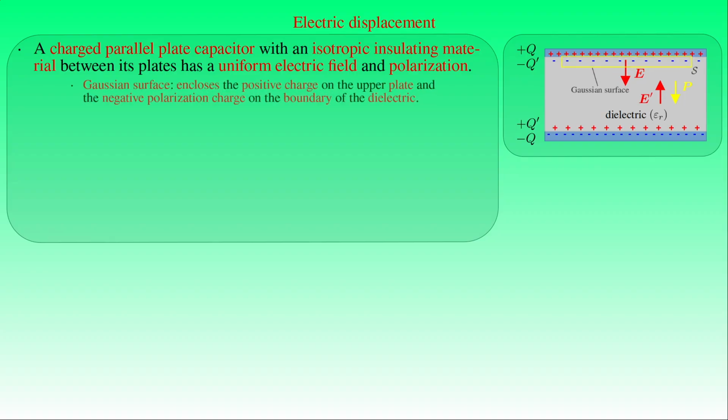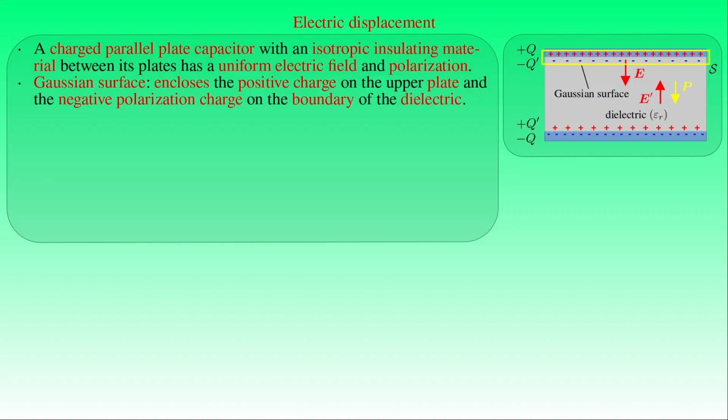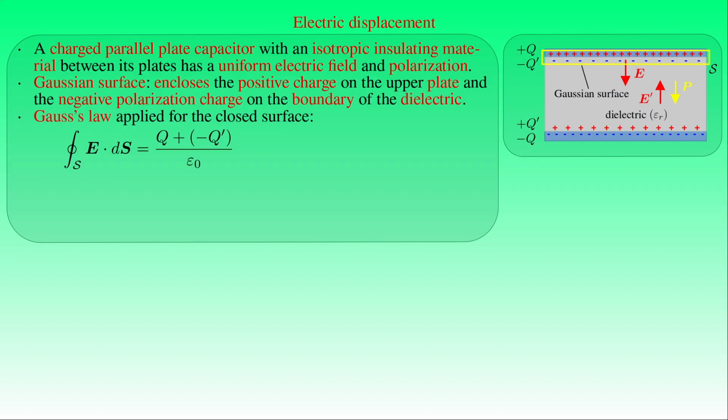As a Gaussian surface S, we can consider a box with the cross-section indicated by the yellow line in the figure, enclosing the positive charge Q on the plate of the capacitor and the negative charge Q' on the boundary of the dielectric. By applying Gauss's law for this closed surface, we can find that the surface integral of the electric field over the surface S is equal to the total charge inside the surface, given by the sum of Q and negative Q' over the vacuum permittivity epsilon naught.